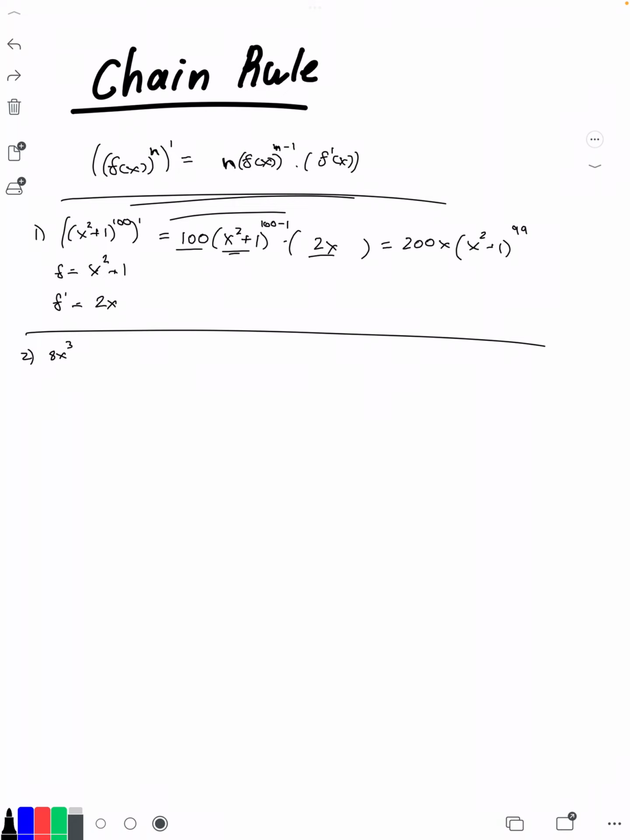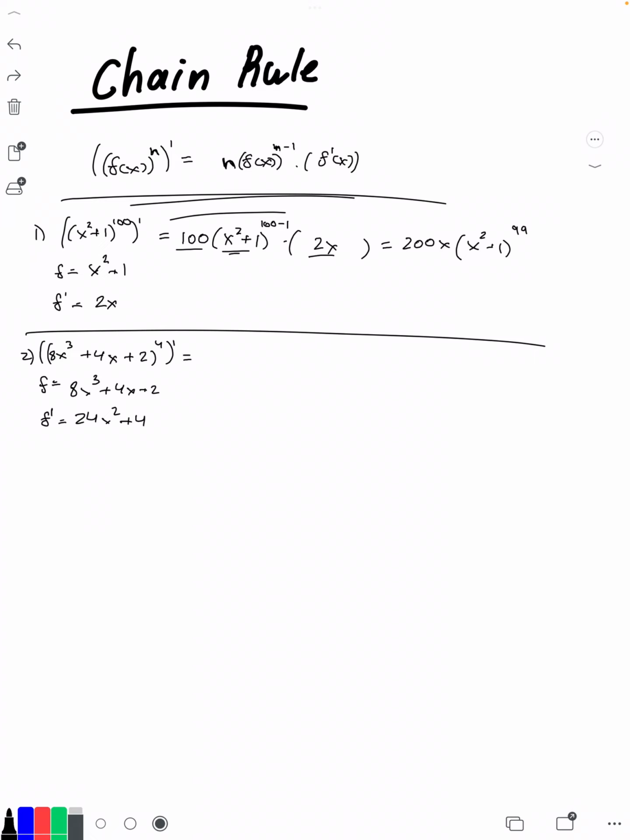8x to the power of 3 plus 4x plus 2, and all of that to the power of 4. We need to derive it. So we're going to write down f, which will be 8x to the power of 3 plus 4x plus 2. F prime will be the derivative of f, so it's going to be 24x squared plus 4.